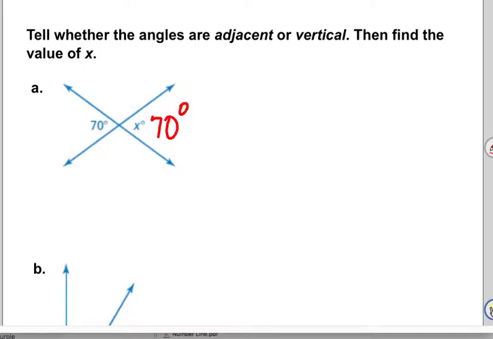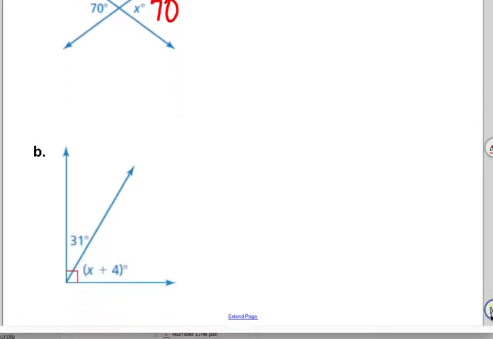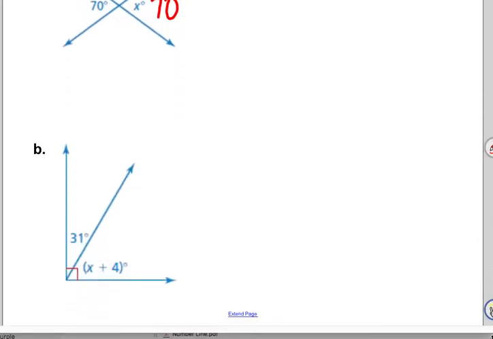Good. Okay. Let's look at B. Write the answer to B on your whiteboard. Oh, it's a little bit different. What do we know about it? We know we have a right angle. Altogether, it's a right angle. What's the value of the unknown angle?